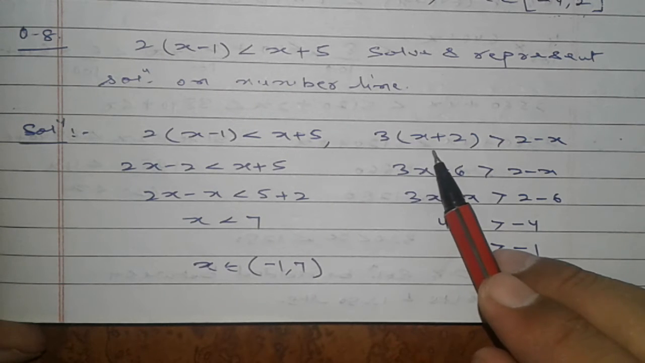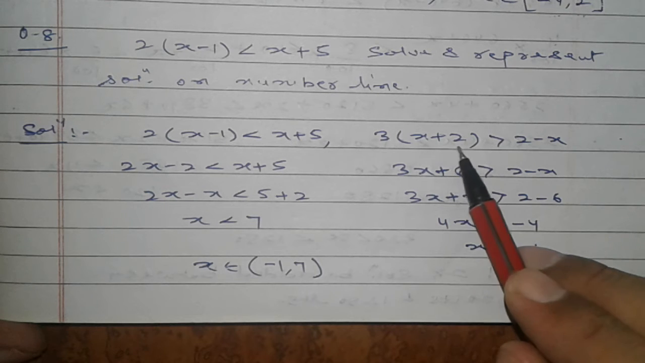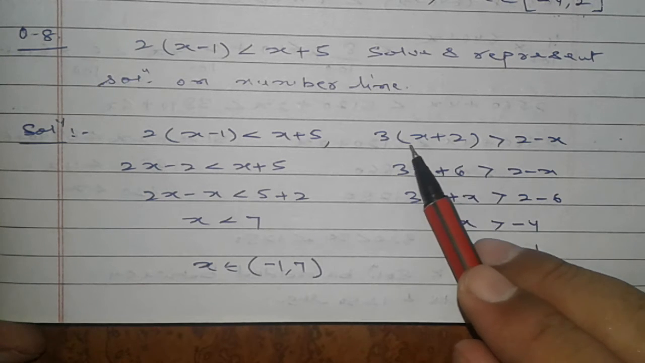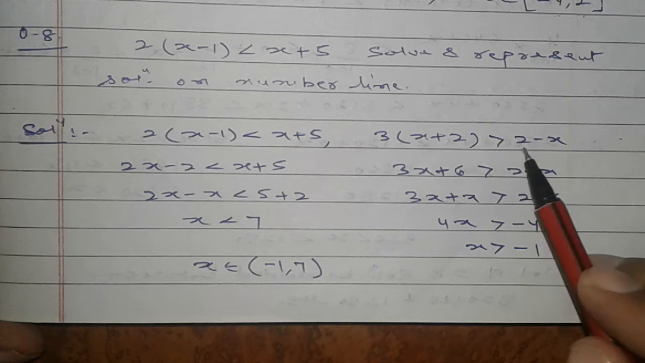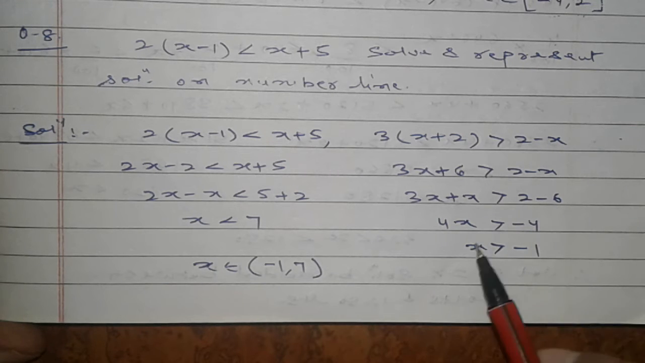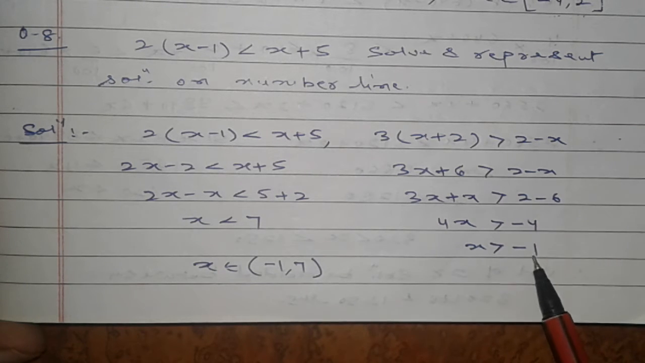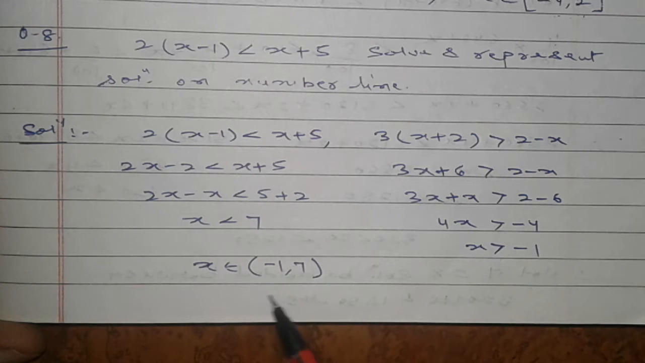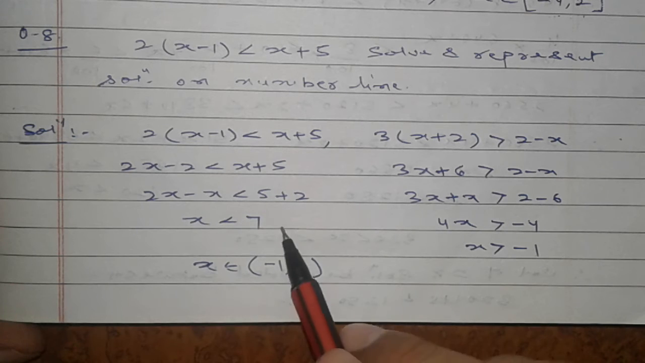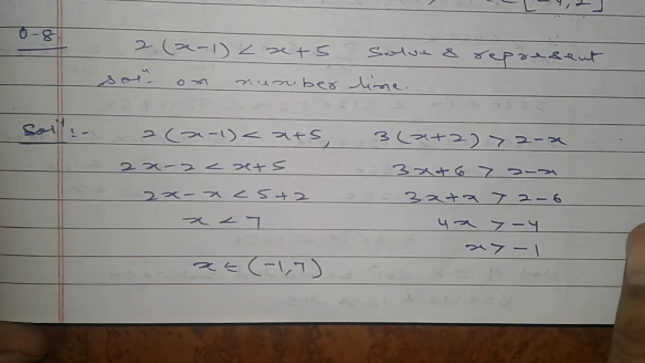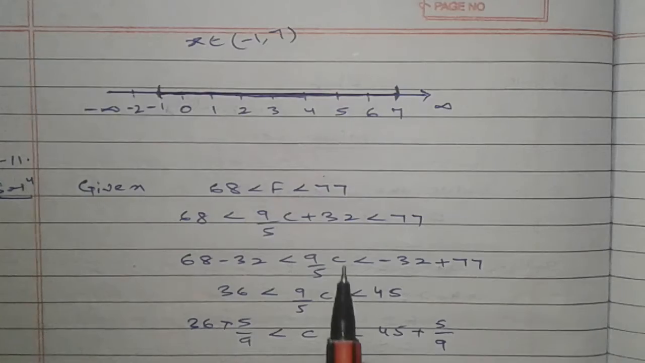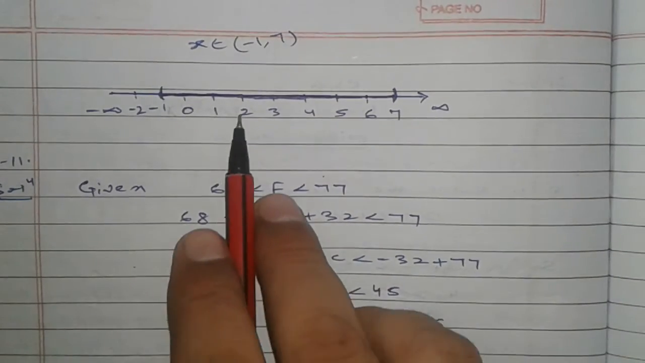The second inequality is 3x plus 2 is greater than 2 minus x. On simplification it is x greater than minus 1. So the sign does not have equal to, so the interval will be open. So x belongs to (minus 1, 7) will be the solution of this inequality. Therefore x belongs to (minus 1, 7).